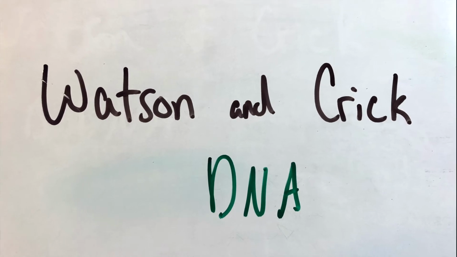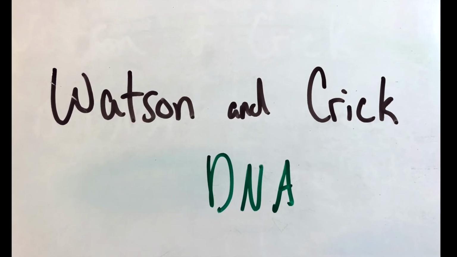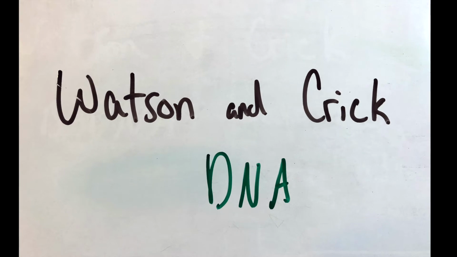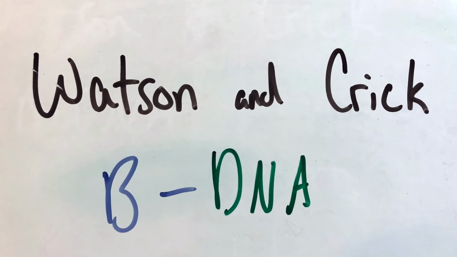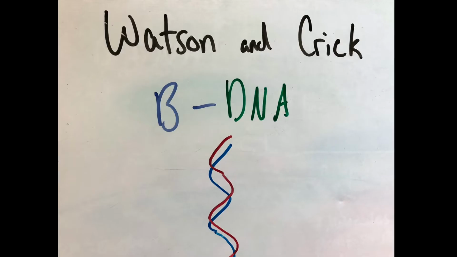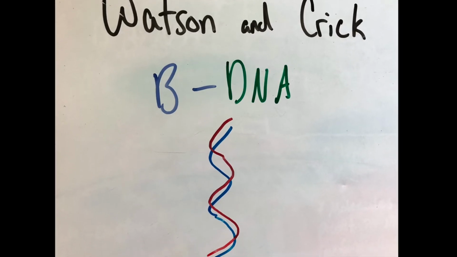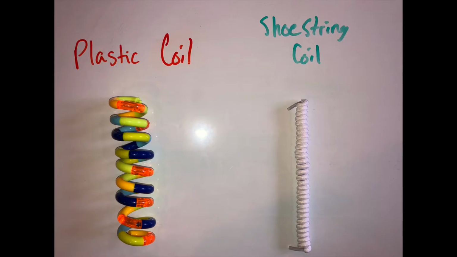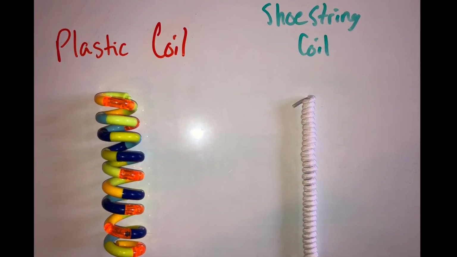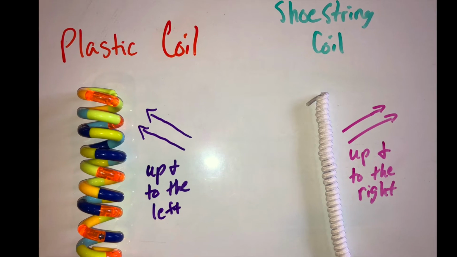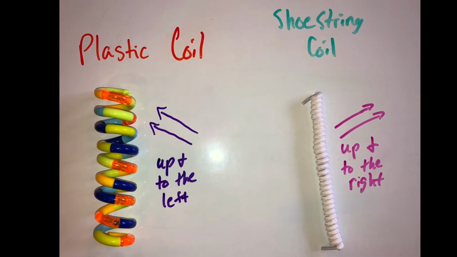My name is Cora, and I'm going to outline the structure of DNA as described by Watson and Crick and how the structure gives DNA stability. Watson and Crick's model of DNA, known as B-DNA, with 10 base pairs per turn, is right-handed. Coils can be sorted into left and right-handed based on which direction they turn. For example, the plastic coil is left-handed while the shoestring is right-handed, like most DNA is.